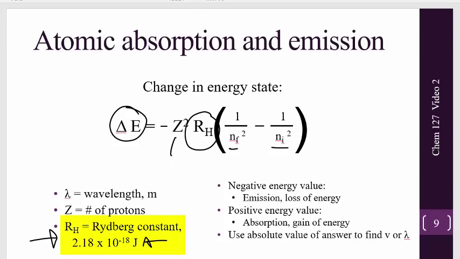So here this is describing the change in energy state. If we have some emission event, then the electron is losing energy and we get a negative change in energy. If we have an electron absorbing or gaining energy, then we'll have some positive change in energy. And we'll want to use the absolute value if we're using that energy to then go on and calculate something like wavelength or frequency. Okay, so let's practice using these equations a little bit.